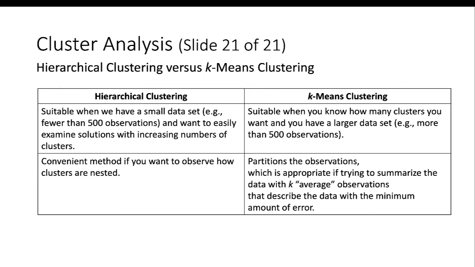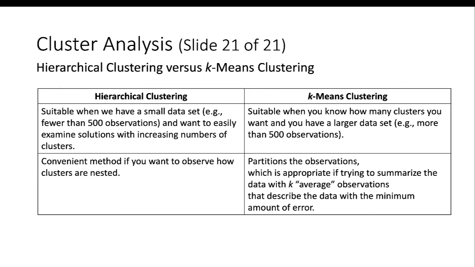If you know how many clusters you want and you have a larger data set, such as more than 500 observations, you may choose to use k-means clustering. Remember that k-means clustering partitions the observations, so it's appropriate if you're trying to summarize the data with k average observations that describe the data with a minimum amount of error. However, Euclidean distance is the standard metric for k-means clustering, and it's generally not appropriate for categorical, binary or ordinal data, because in those cases an average is not really meaningful.